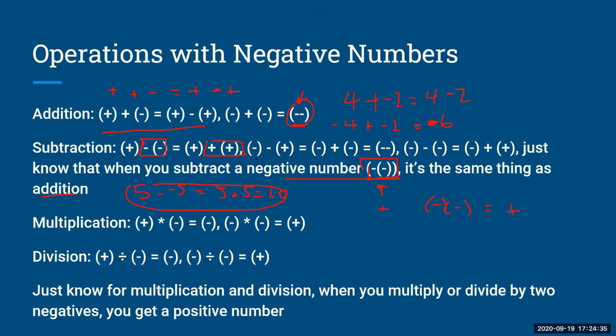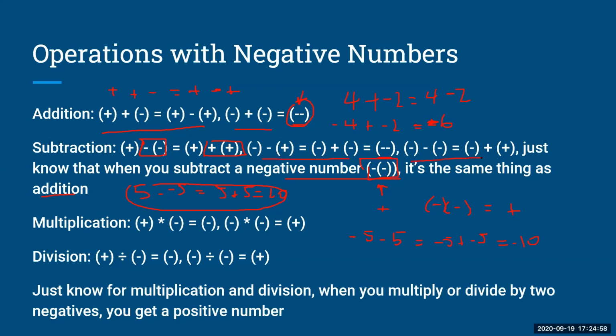Likewise, if you had a negative number minus a positive number, it's the same thing as adding 2 negative numbers, like I said up here. So you would get a bigger negative. So if you had -5 minus 5, that is equal to -5 plus -5, which equals -10.